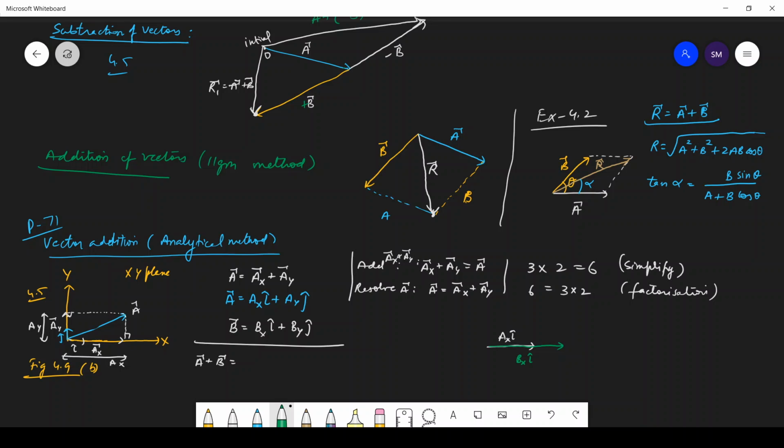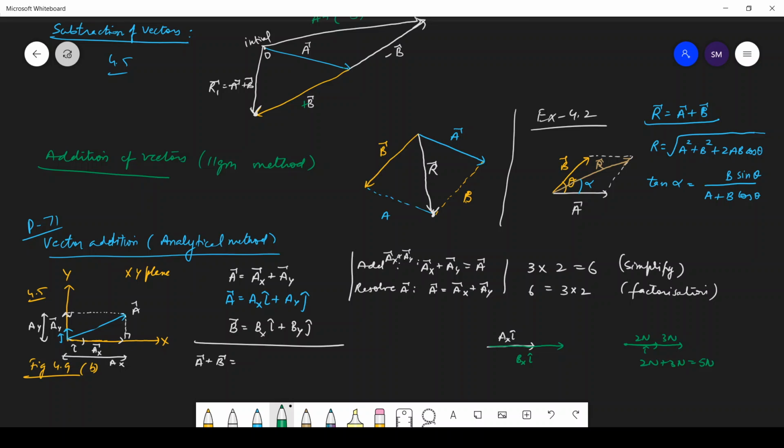So if they are in the same direction, like you are applying a force of 2 Newton and one more boy is applying force, you have a rope, so he is applying a force of 3 Newton suppose. So what will the resultant be? The resultant will of course be 2 Newton plus 3 Newton, that is equal to 5 Newton in the same direction. So the direction will remain the same.